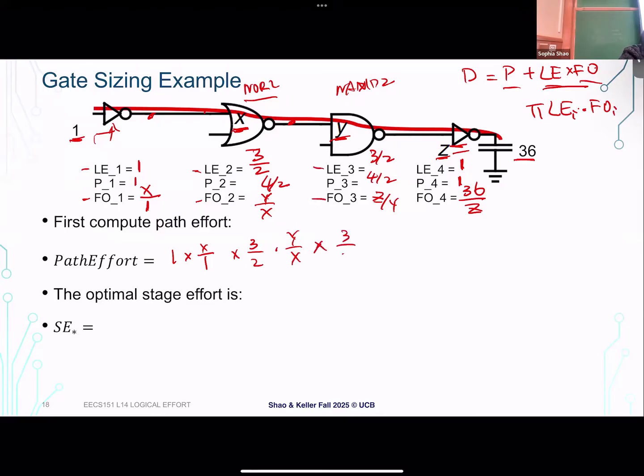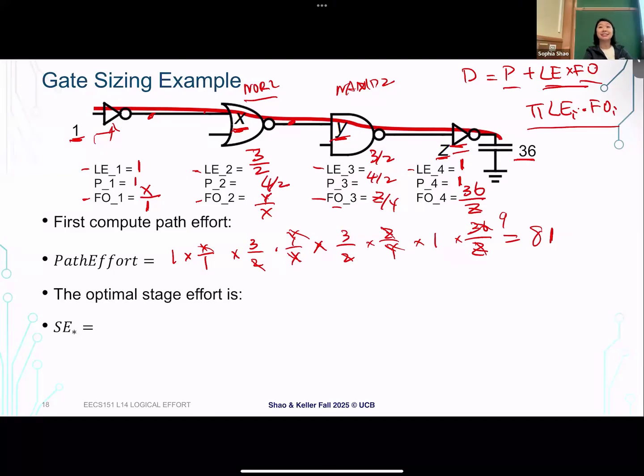And later you will see they all cancel out with each other. So the fan out effort is Z over Y, logical effort is 1, and fan out effort is 36 over Z. Here we're basically writing the product of all the stage logical effort and fan out effort together, and you will see those terms all cancel out with each other. So now what we have is 2 here, and 9. So this is 81 when we multiply everything together.